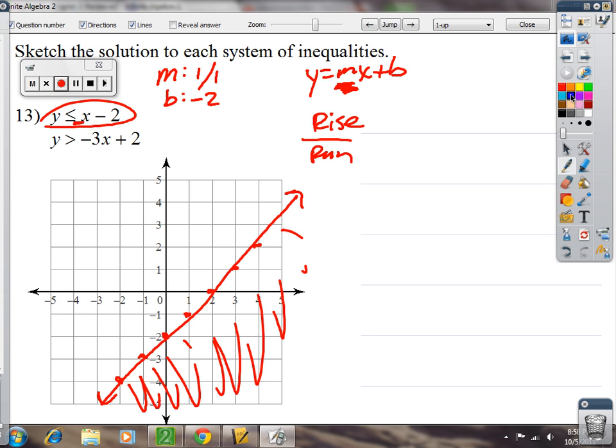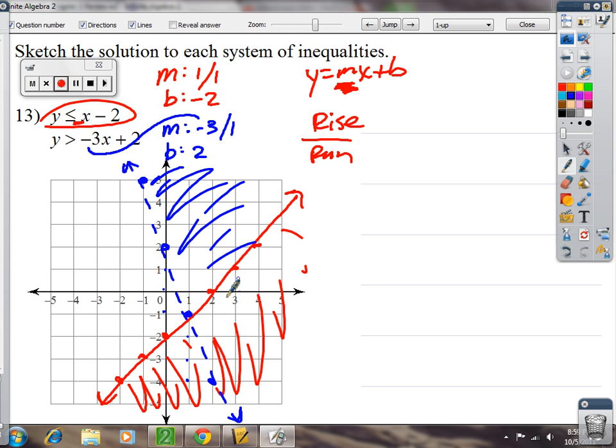Okay, now the second line, I still need to find m and I need to find b. The m right here is negative 3, and I'm going to put it over 1, then b is 2. So I'm going to start on the y-axis at 2, and I'm going to go down 3, over 1, down 3, over 1, up 3, left 1. This one is going to be a dotted line because it's just greater than, and my answer is anywhere above this dotted line. So it's up here.